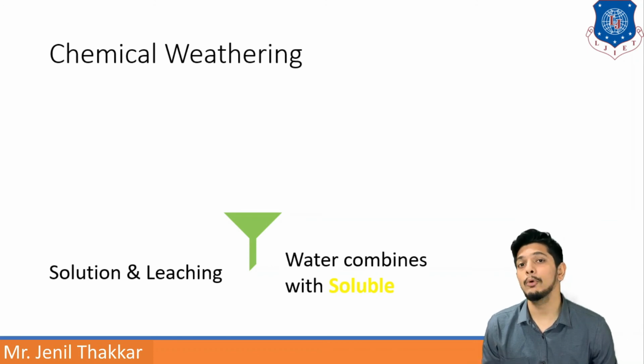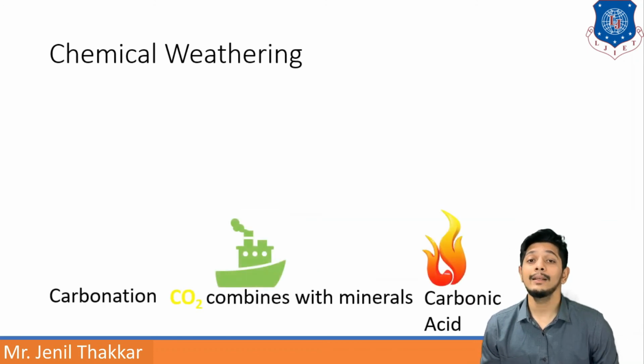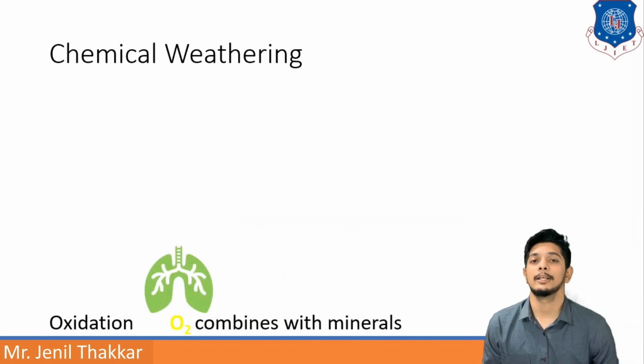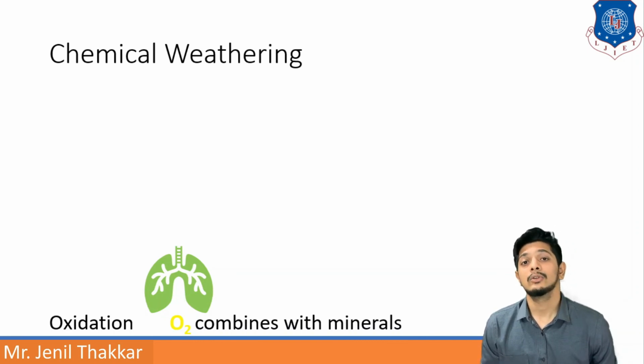Moving further to carbonation. Now in carbonation process, CO2 will be combining with minerals of rock and there will be a process called carbonation. Through this process, carbonic acid will be formed. Same way oxidation will take place in minerals of the rock. There will be process of oxidation with O2 combining with minerals. So these are chemical processes through which chemical weathering takes place.